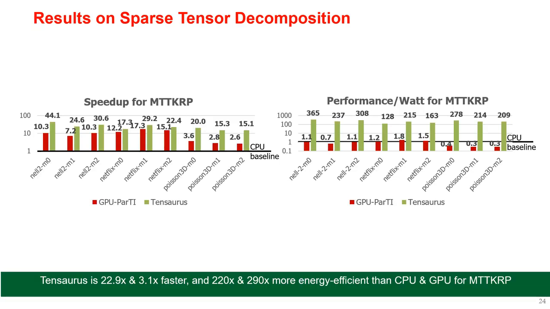We further compared the performance and energy efficiency of CPU, GPU, and Tensaurus for MTTKRP kernel. For MTTKRP, Tensaurus has higher performance and energy efficiency compared to both CPU and GPU baselines in all the cases. There are more results. I would recommend you to refer to the paper for those results on different other kernels and datasets.